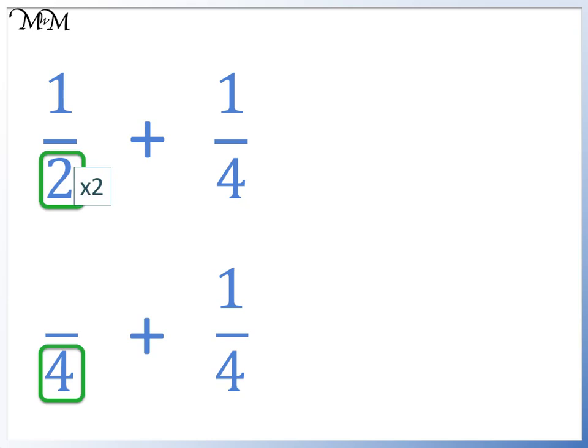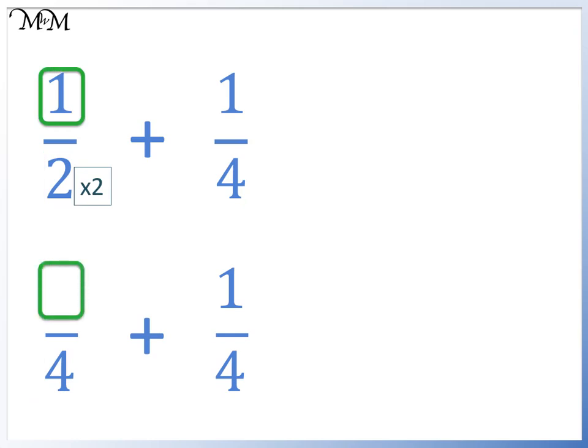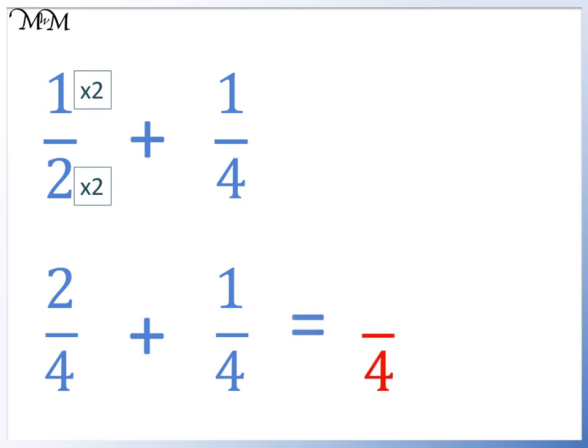With equivalent fractions, whatever we do to the bottom, we do to the top. We multiplied the denominator by 2, so we must also multiply the numerator by 2. 1 times 2 equals 2. Now that both fractions have the same denominator, we can easily add them. The denominators stay the same, so the denominator in our answer will be 4. Now we can add the numerators. 2 plus 1 equals 3. Our answer is 3 quarters.